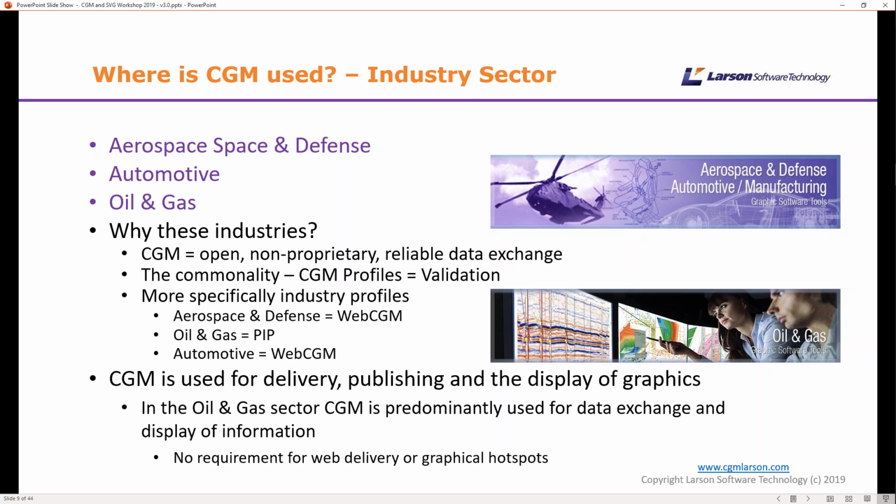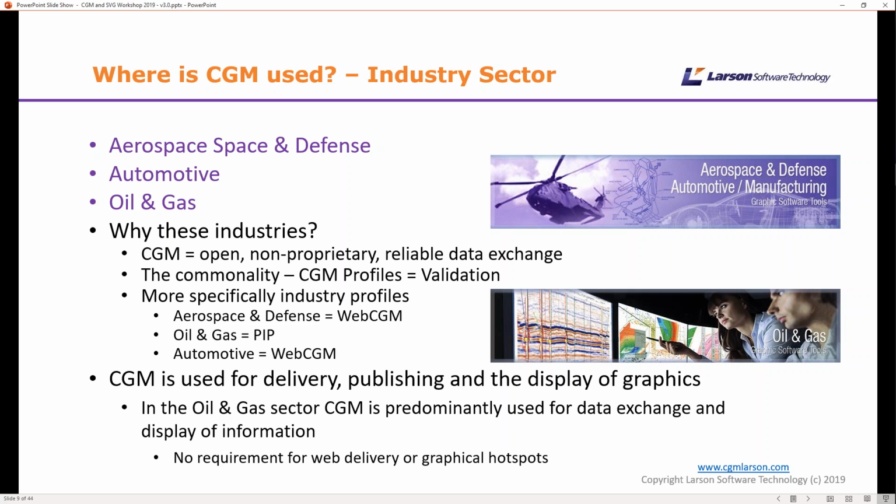So why? It's non-proprietary, it's open, reliable data exchange. It has the ability for profiles, and these were developed specifically for industries. So WebCGM, aerospace and defense, oil and gas is the PIP profile, and automotive also adopted WebCGM. So CGM is used for delivery, publishing, and display of graphics. So it's an all-round format. It could be used really as an archive file. It could be the source file, and could also be the file that's published and displayed. So that is really useful.